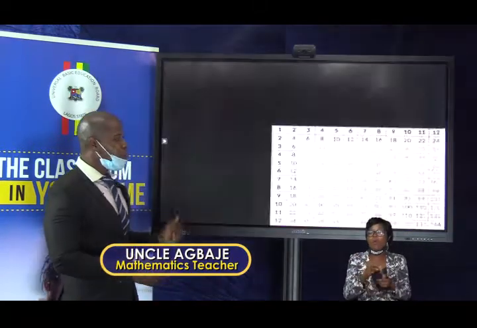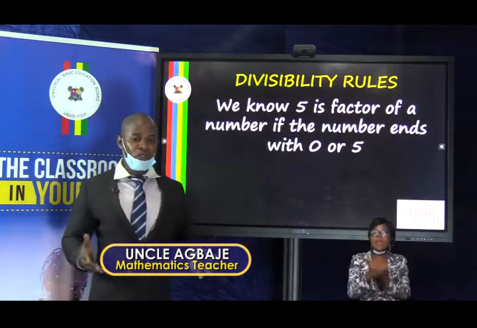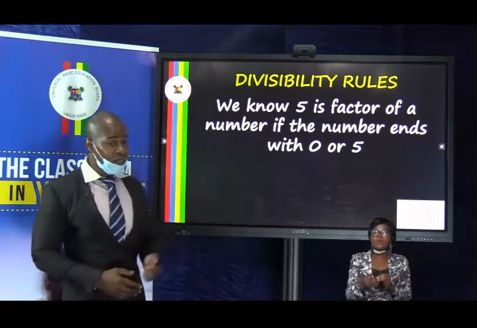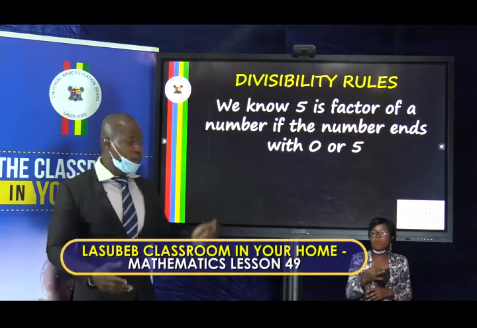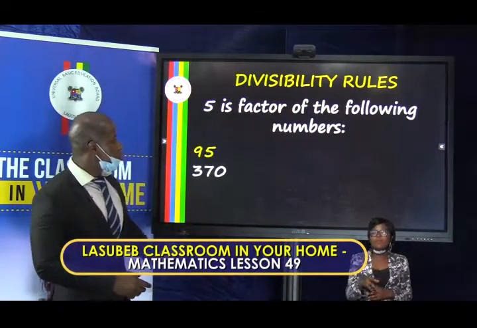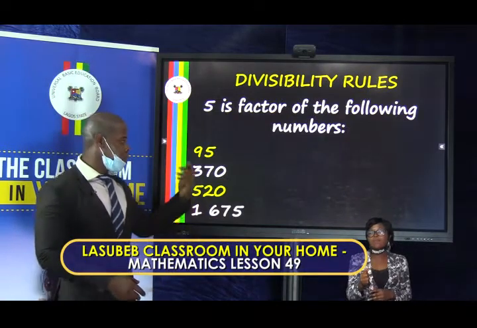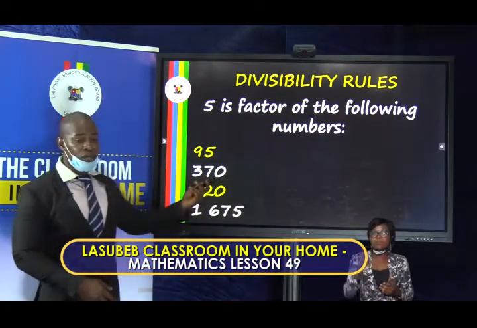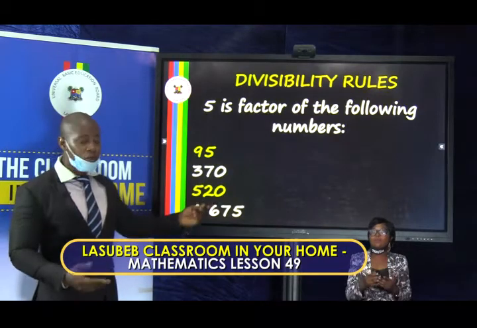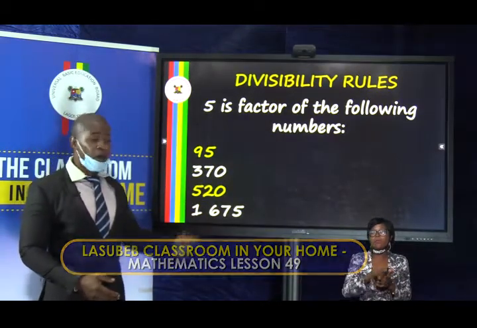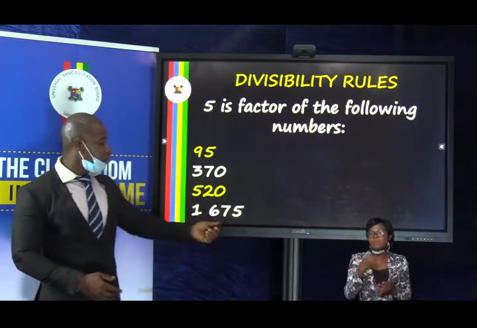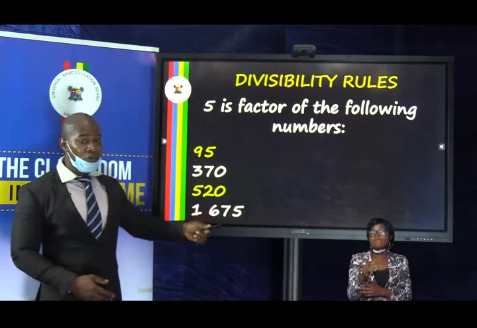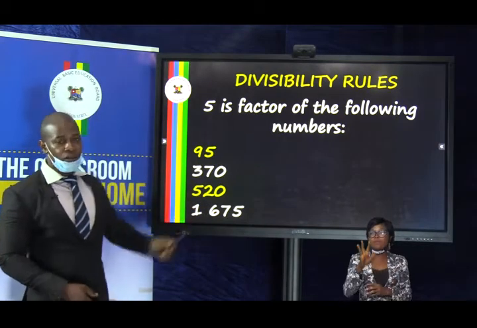Now, keeping this at the back of our mind, it helps us when we want to start dividing numbers, and we'll do a lot of that in finding common factors and highest common factors. So 5 is a factor of these numbers: 95, 370, obviously it ends with 0, 1220, it ends with 0, 1775, it ends with 5. 5 is in the unit place. So all these numbers, 5 is a factor.